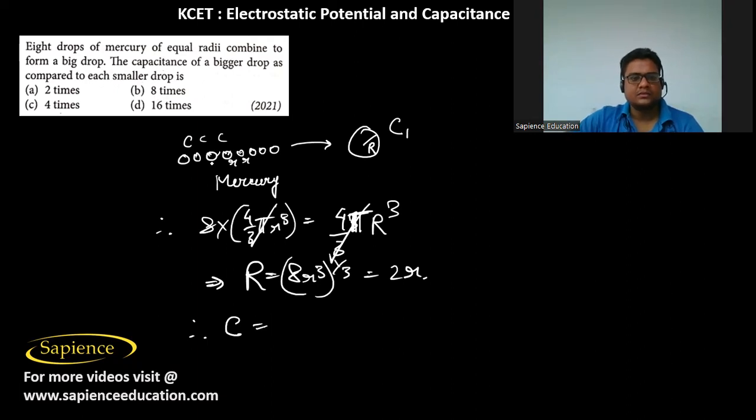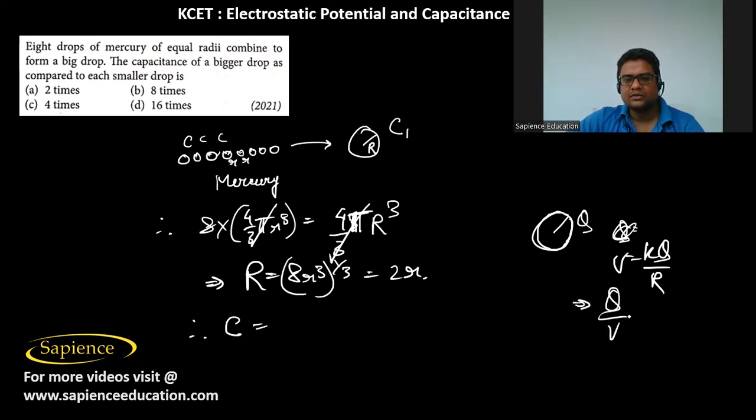So for the capacitance of a sphere, the capacitance of a conducting sphere, we know that V is equal to KQ by R. If the charge on the sphere is Q, then the electrostatic potential of the conducting sphere will be V equal to KQ by R. So it means that Q by V, if we do, that will come 4 pi epsilon naught R. So this is the capacitance of a conducting sphere.